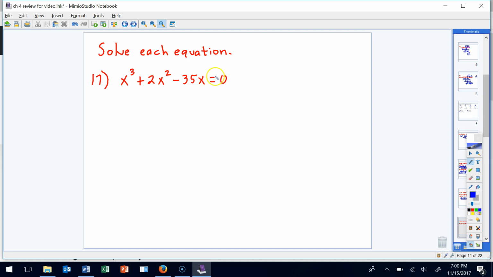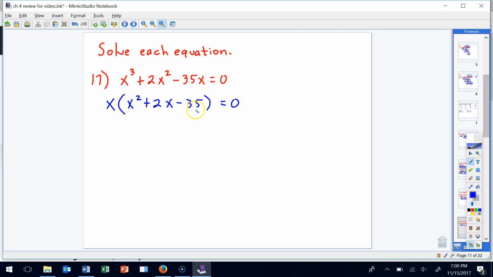So please recognize when you have an equation, yes, you're going to do some factoring if it's possible, but then let your factoring lead you to the solution. Don't stop with the factoring. So once again, the first thing I want to do is factor out a GCF, which is x, and that gives me x squared plus 2x minus 35.